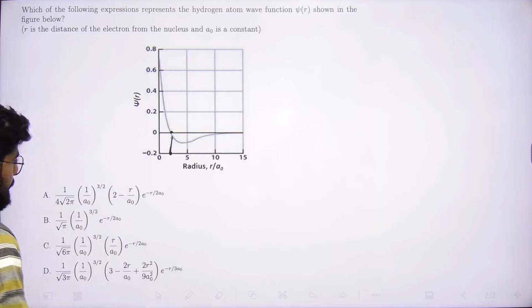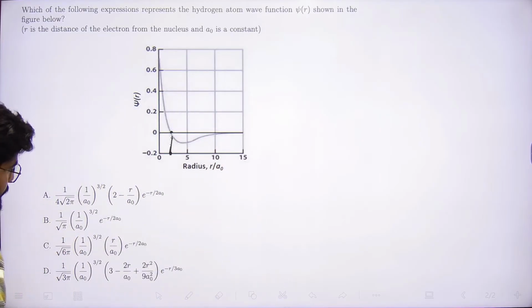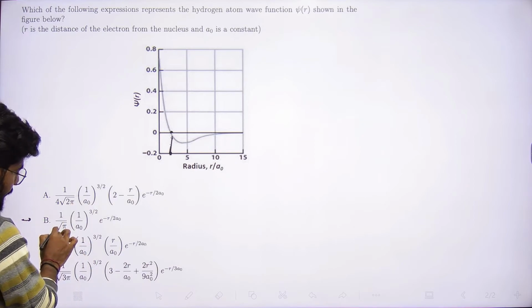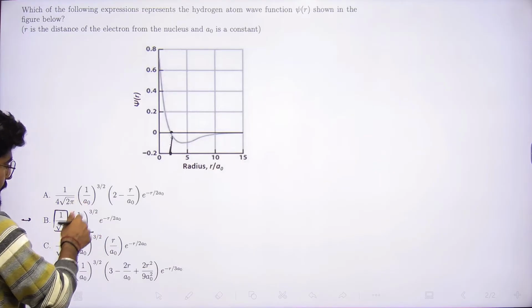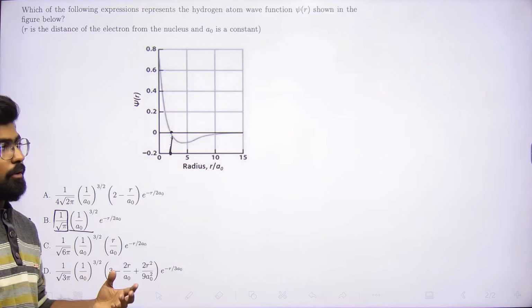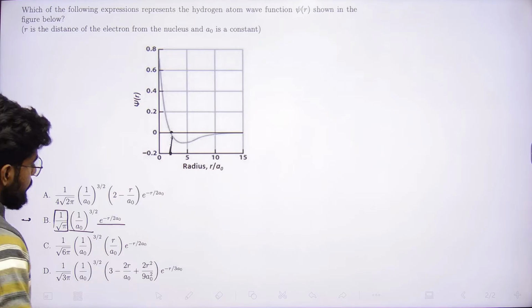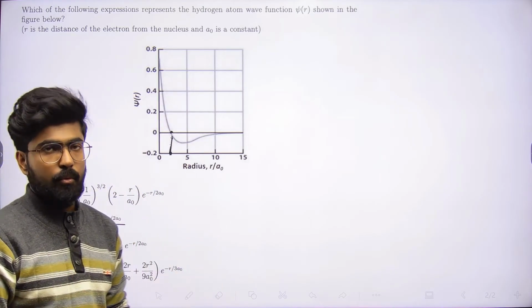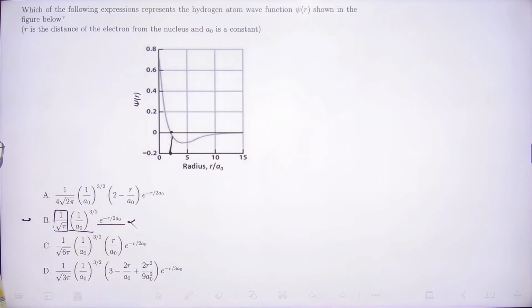So we have to check whether these equations can be put to 0 at all, based on their mathematical functions. For example, if we look at option B, can this 1 upon root pi give you 0? No. Can this 1 upon a naught factor give you 0? No, because a naught is a constant. Can this e raised to the power minus r by 2 a naught give you 0? No, because exponential functions can never give the value 0, no matter whatever power it is raised to. So this cannot be your answer.